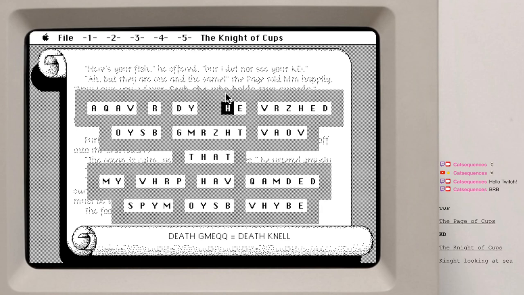Okay. So let's find any G's. There's a G there. Okay. And M is N. We've got that working, so that's good. And Q is an L, right? There we go, landed. Death knell equals death knell, so that's some proof that we're doing it right, I suppose.